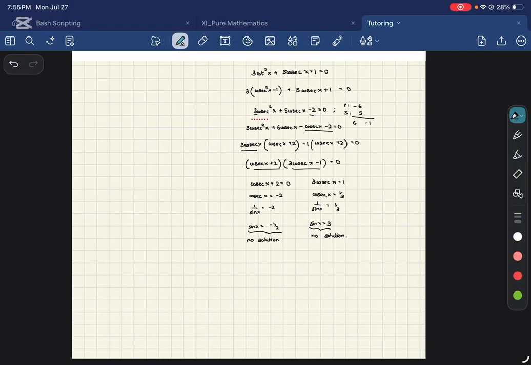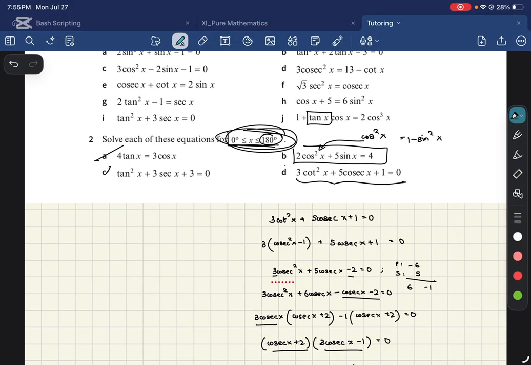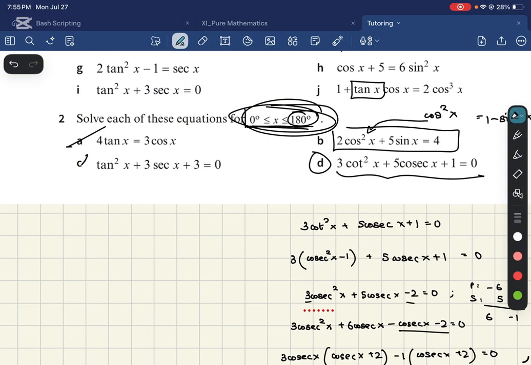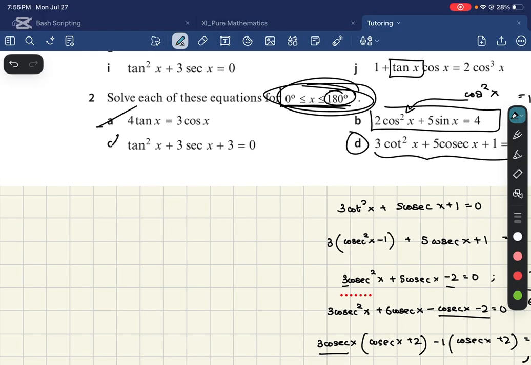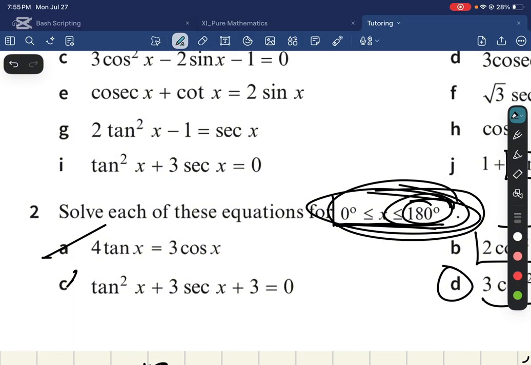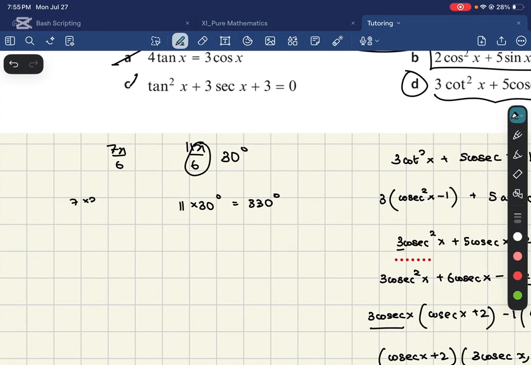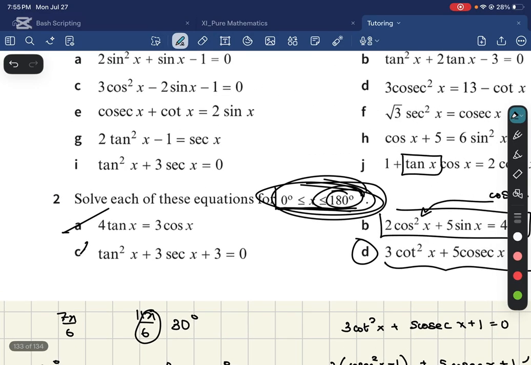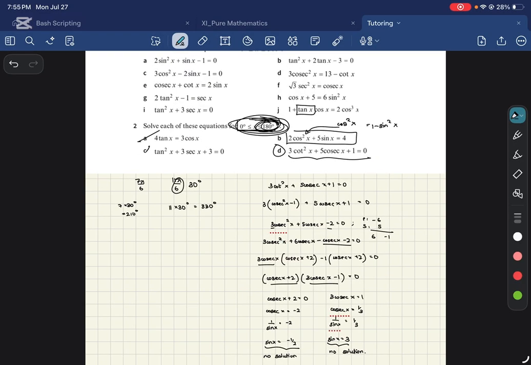So this equation for 2D should have no solution. If you check the textbook, they give you 7 pi over 6 and 11 pi over 6. So pi over 6 is 30 degrees, right? 11 times 30 degrees is 330 degrees. So this is beyond 180 degrees, right? And 7 times 30 degrees is equal to 210 degrees. So this is also beyond 180 degrees. So given the domain restriction, D has no solution.